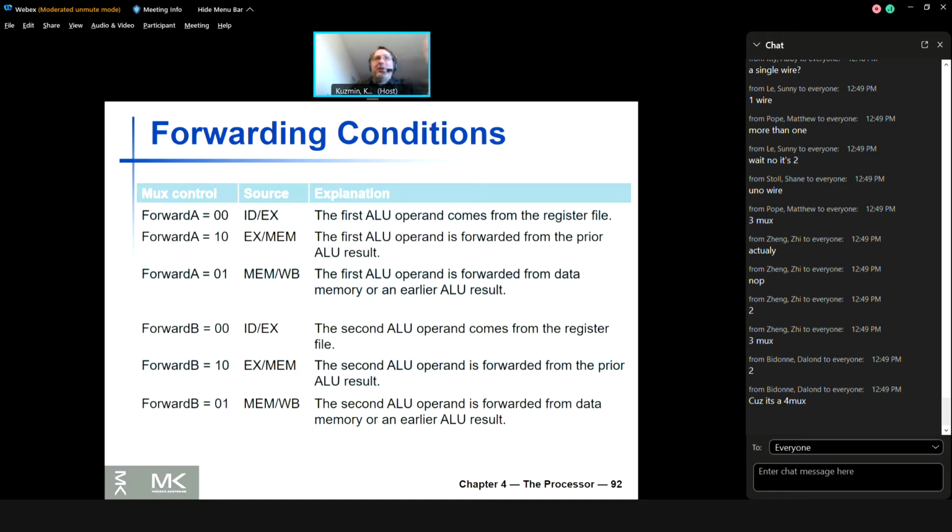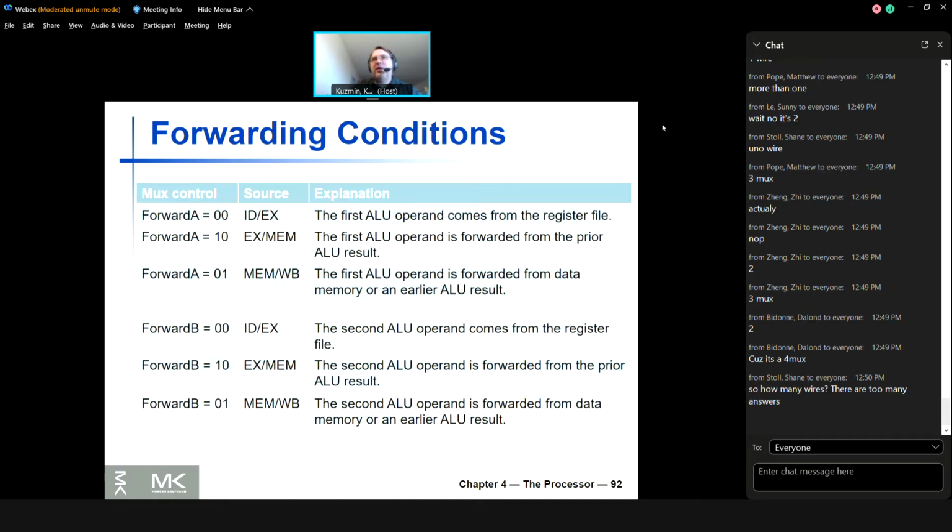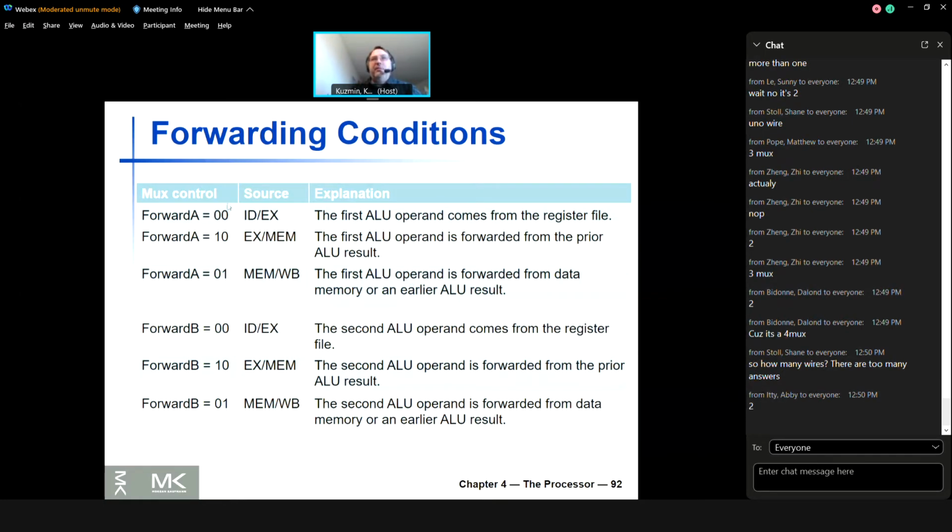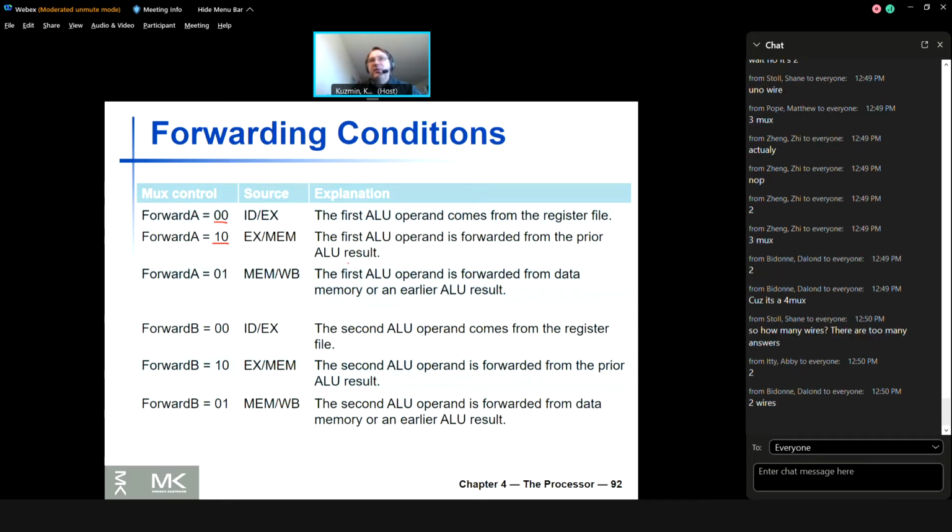All right, so forwarding conditions, here we are, right? We already predicted that each of forward A and forward B is going to be 2 bits. Then we are just enumerating all the possibilities, and we have an explanation for them in this slide. When this forward A control signal that we generate is 0, 0, it means the first ALU operand comes from the register file. So there is no forwarding, right? If forward A is 1, 0, it means that the first ALU operand is forwarded from the prior ALU result, which means we are forwarding.